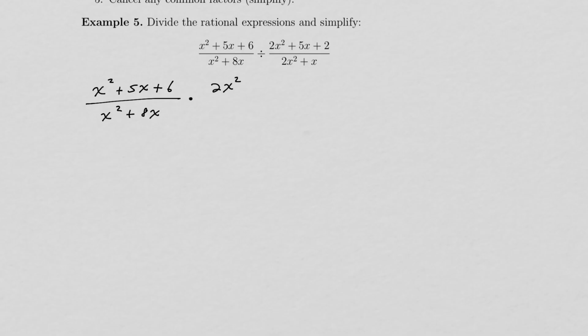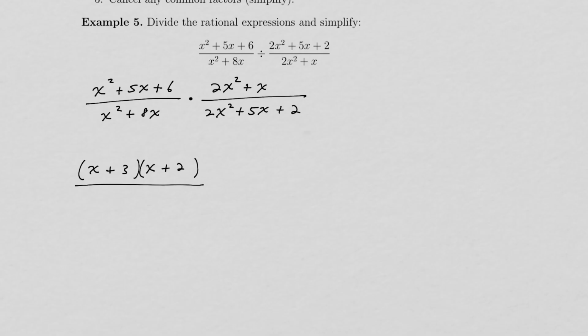So 2x squared plus x divided by 2x squared plus 5x plus 2. Okay, so now let's factor everything. So the upper left, that's just the BC rule, right? I want two things that multiply to give me positive 6, and added give me positive 5. Well, that's going to be 3 and 2. For the denominator, I just want to factor out the greatest common factor, which is an x. So I'm left with x plus 8, right? x times x plus 8.